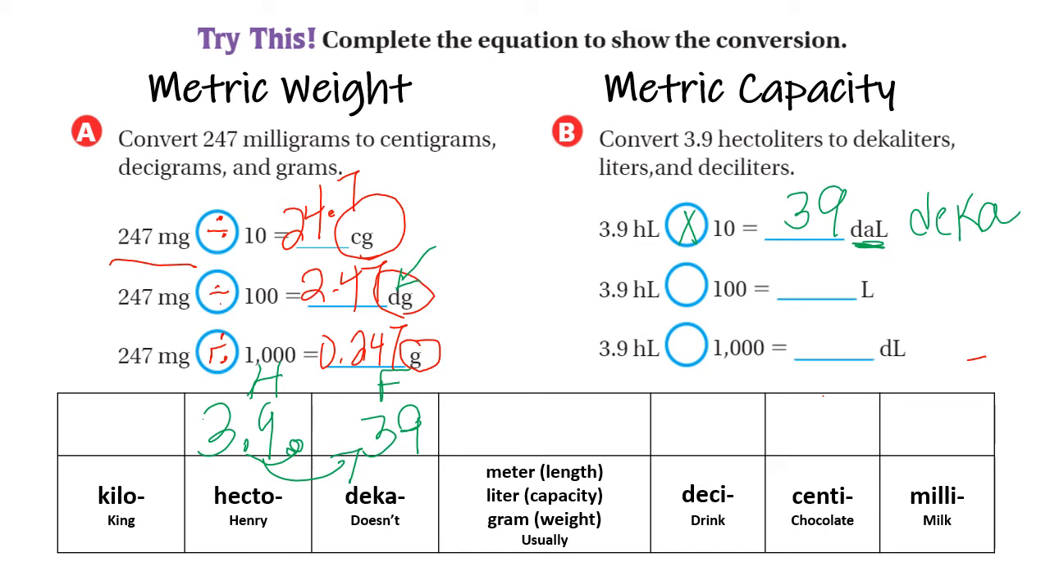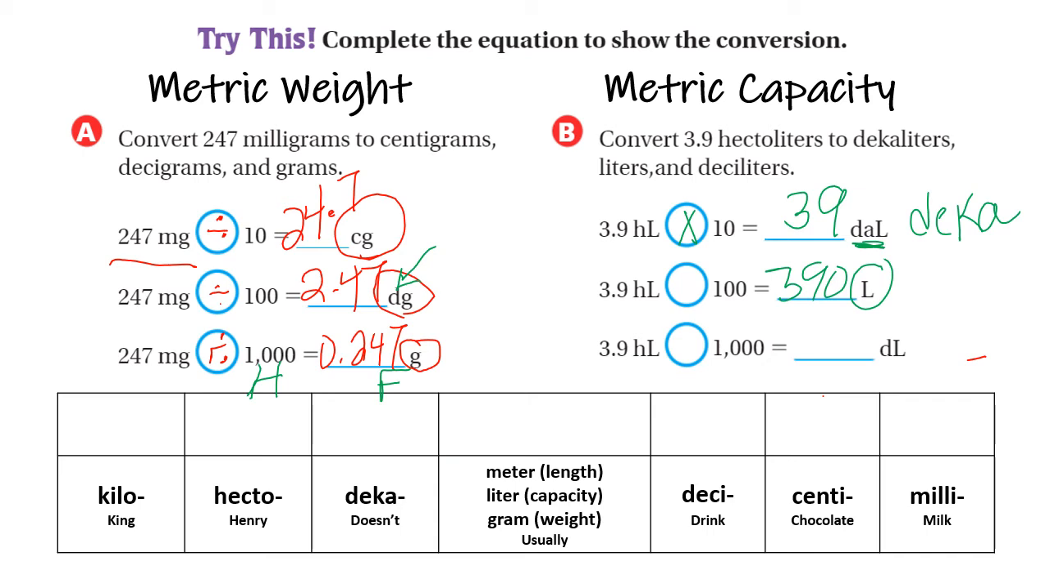Okay, we're going to do it again. This time we're going to start at hectoliters, but we're going to move over to our basic unit, which is liters. So we're going to start at hectoliters, and we're going to move 2 times toward the L, which is liters. That's our unit. And we're going to have to move twice. So we move our decimal once, that gives us 39. Move it one more time, that gives us 390. So 390 liters.